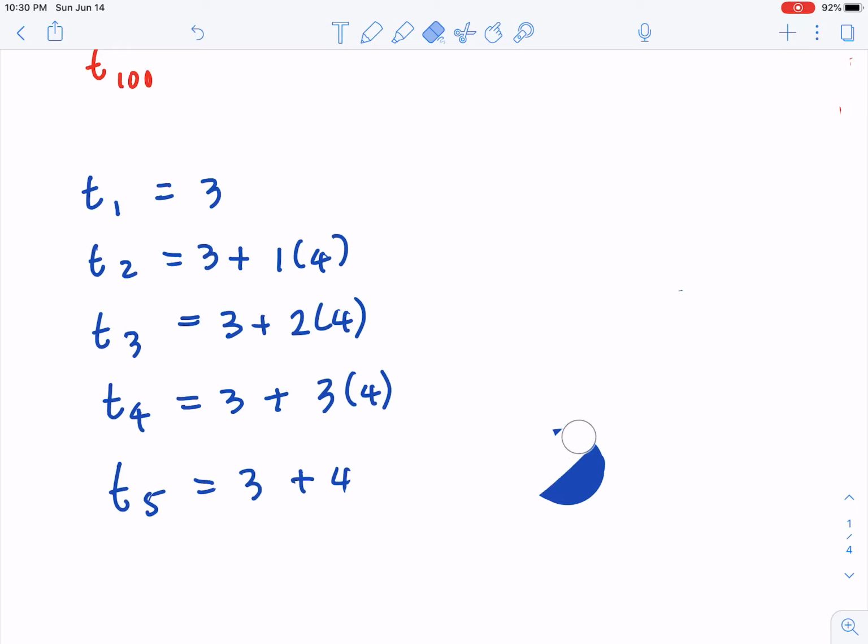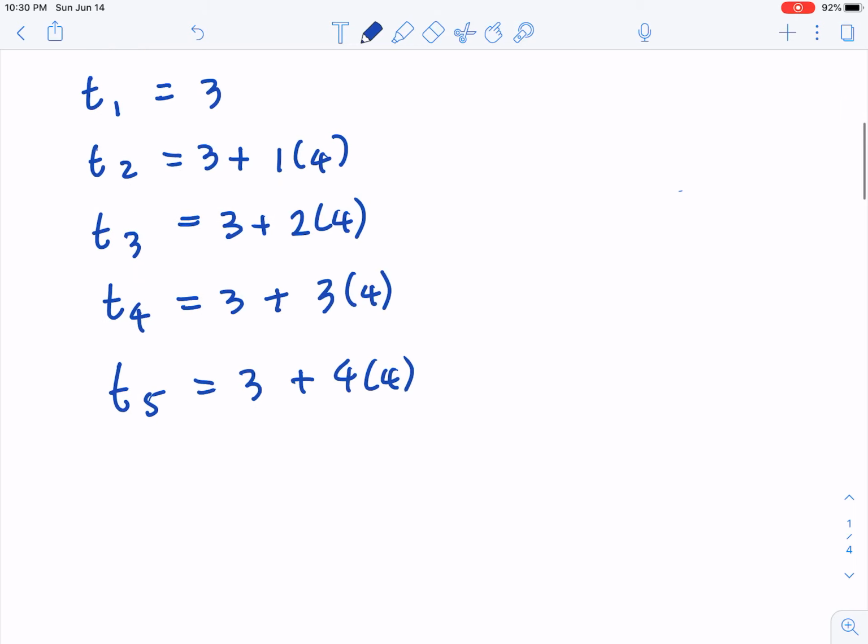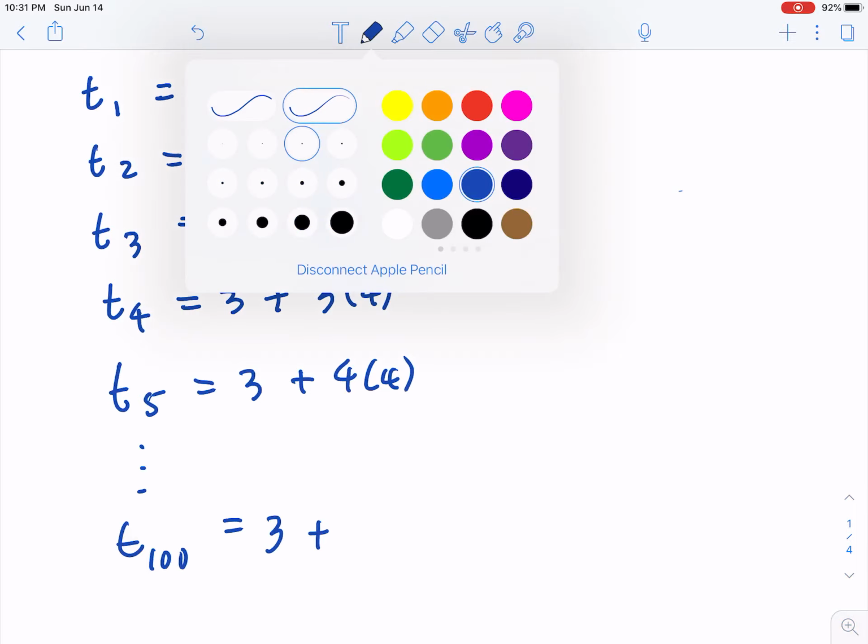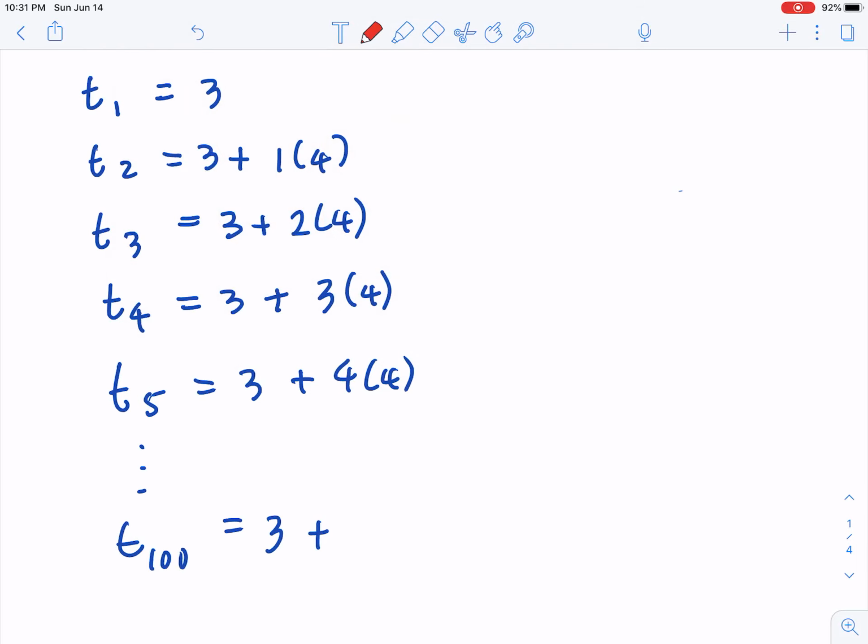So, tingin nyo, using this pattern ay masasagot nyo ba yung t sub 100? Three plus? Ano napapansin nyo? Pwede nyo i-pause yung video, no? Bago ko ituloy, to check if you can see the pattern. Okay, so sana na-pause nyo. Ano napapansin nyo sa mga subscript tsaka yung number dito?